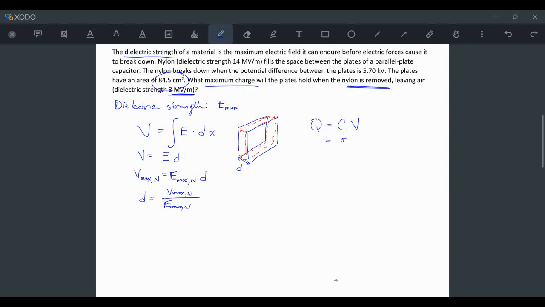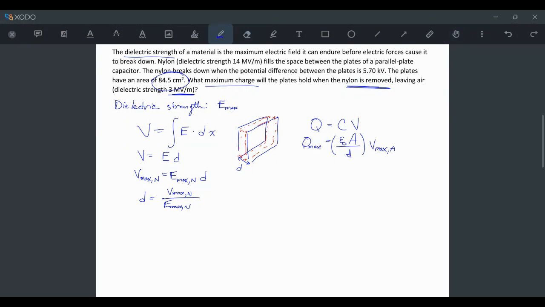So for a parallel plate, the capacitance involves epsilon naught, because now we have air. I'm ignoring the fact that we might have a kappa in front, we don't need that because we have air. So epsilon naught A over D, that's the capacitance, that's C. And then we have V. Well, we actually want V max in this case for air, because we want to know what the maximum charge is. So even at this point, it looks like we are going to need this D right here.